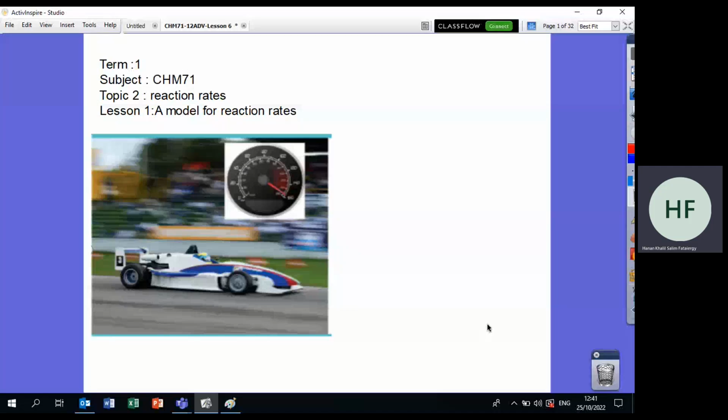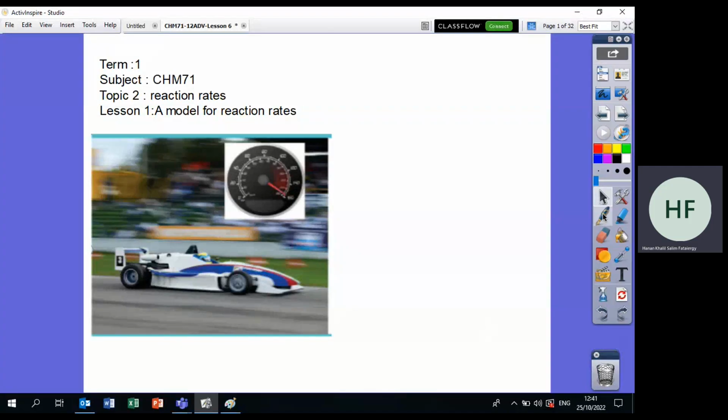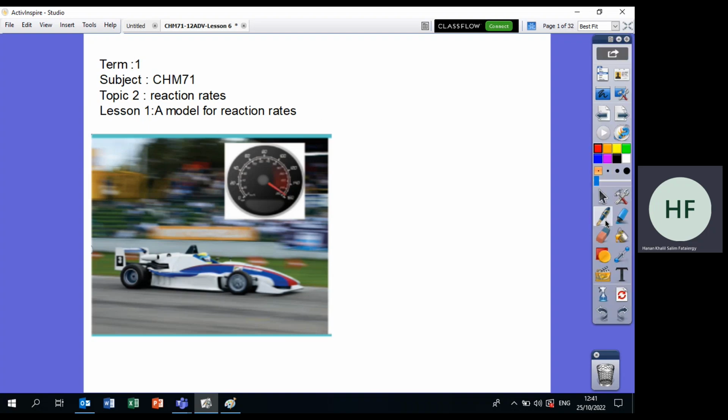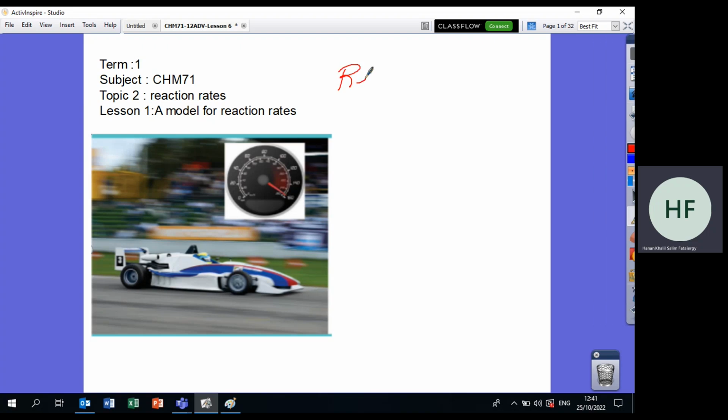This is lesson 6, the first lesson in topic 2, term 1 material. The topic is reaction rates, and the title of the lesson is a model for reaction rate. To start with, what is the meaning of reaction rate? When we say reaction rate, what is meant by rate? I'm sure you heard about this word previously in physics.